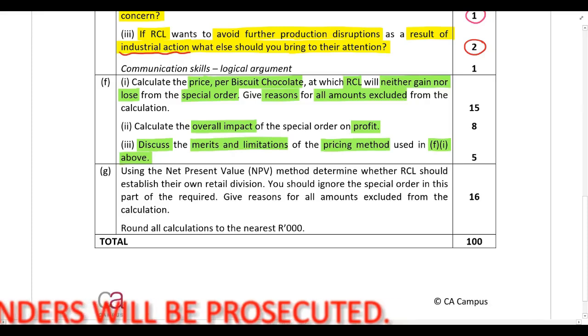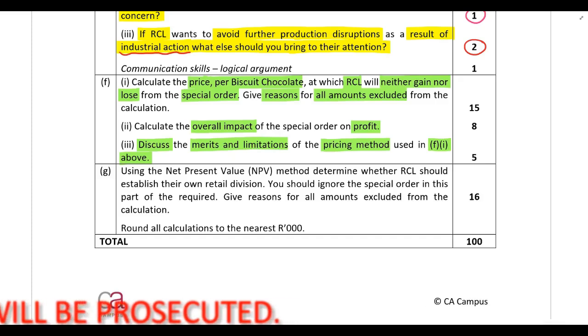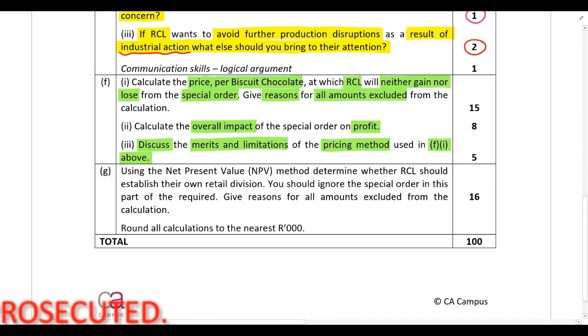We need to calculate the price per biscuit chocolate at which RCL will neither gain nor lose from the special order. So what is the price that they will neither gain nor lose from the special order? That is the minimum price, guys. So you need to calculate the minimum price, and remember, when calculating the minimum price, we only include relevant costs in our calculation. So how do we determine what a relevant cost is?